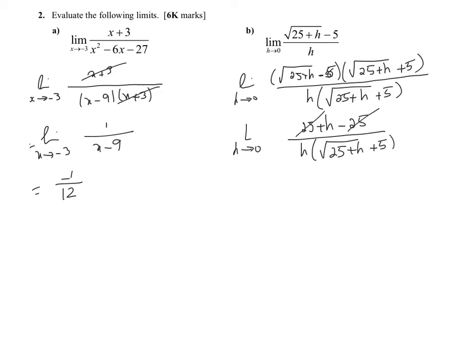25 cancels with 25, then the h in the numerator cancels with the h in the denominator. I get limit of h goes to 0 of 1 over square root of 25 plus h plus 5. When h goes to 0, this becomes 1 over square root of 25, which is 5, 5 plus 5 is 10. So this is equal to 1 over 10.